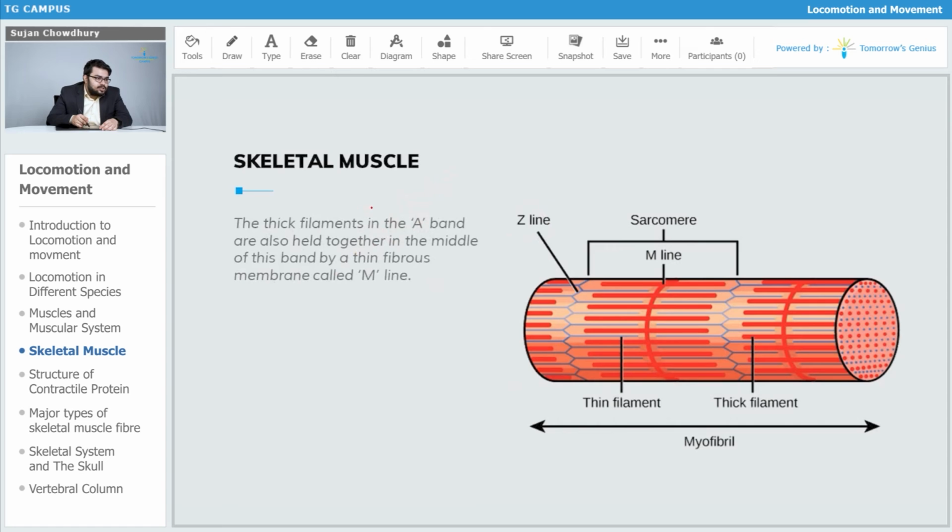The thick filaments in the A band are also held together in the middle of this band by a thin fibrous, membranous structure known as the M line. So here we can find the M line. The thick filaments in the A band, A meaning anisotropic or dark band, are held together in the middle by the M line.